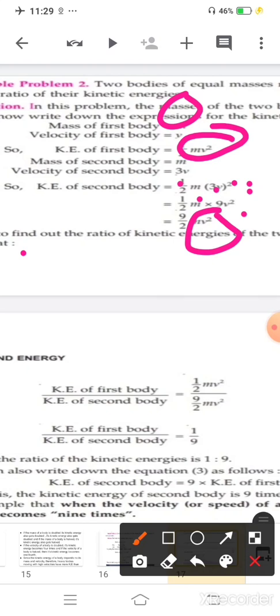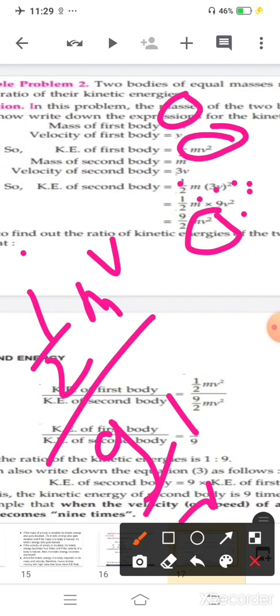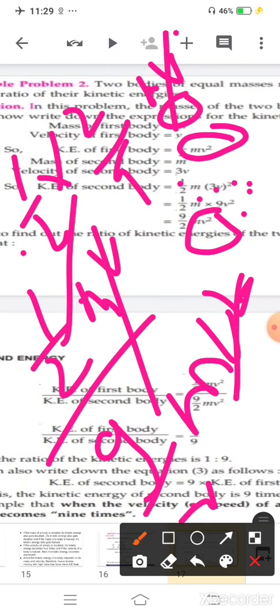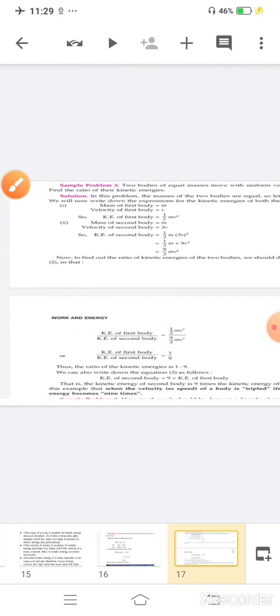Now what you have to do, you have to find the ratio. So first body upon second body, half mv square upon 9 by 2 mv square. So this will become half into 2 by 9 mv square. mv square will cancel, 2 will cancel. So the ratio is 1:9. Clear? So when the velocity of a body is tripled, then its kinetic energy becomes 9 times. Clear?